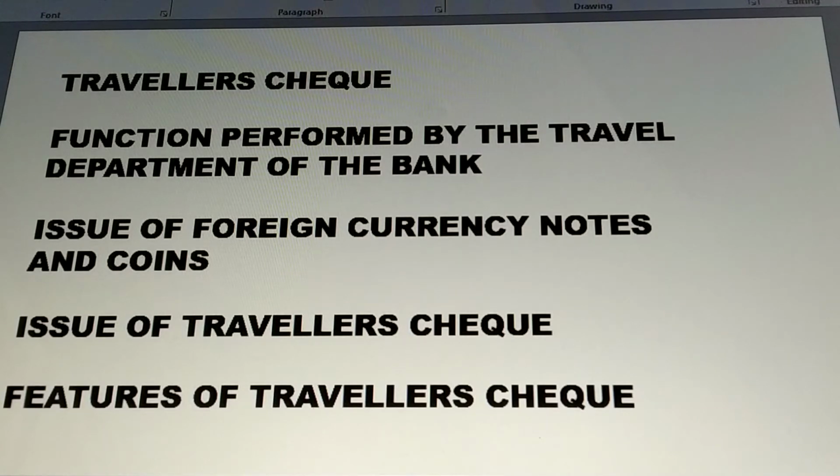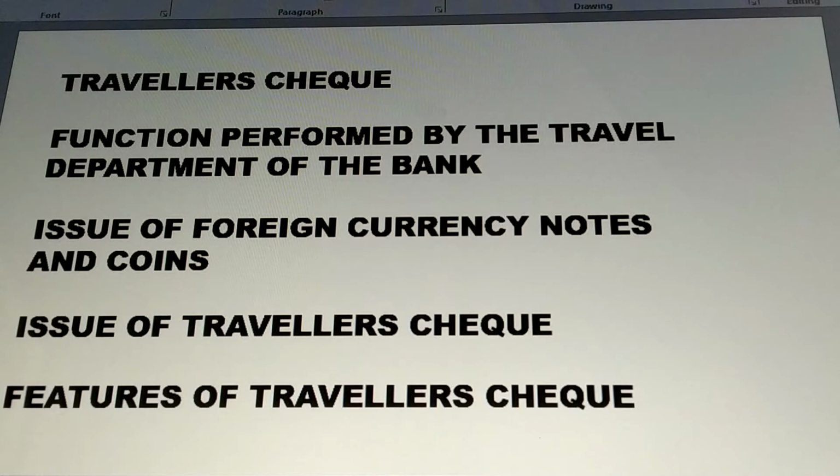So we'll start with traveler's check. As already explained, the functions performed by the travel department of the bank. Issue of foreign currency notes and coins. Under functions performed by the travel department of the bank, we are going to see issue of foreign currency notes and coins.